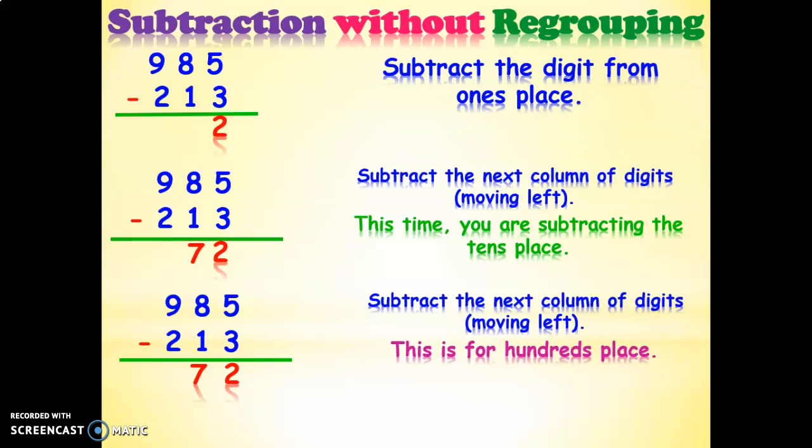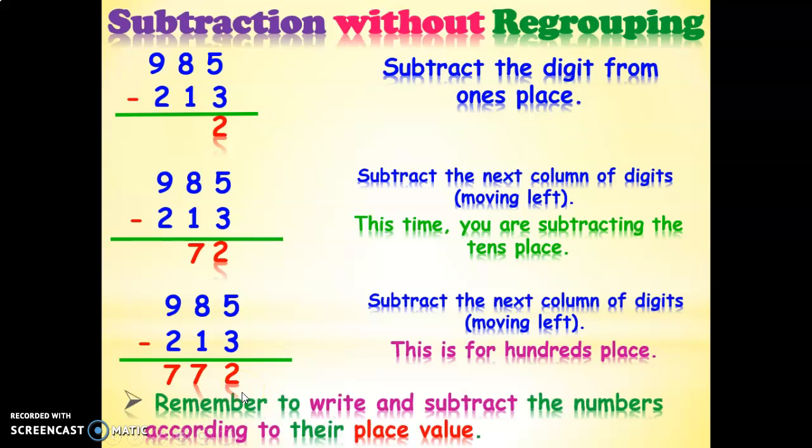Now this is for hundreds place. So again, 5 minus 3 equals 2. 8 minus 1 equals 7. And for hundreds place, you have 9 minus 2. The answer is 7. The final answer for our example is 772.